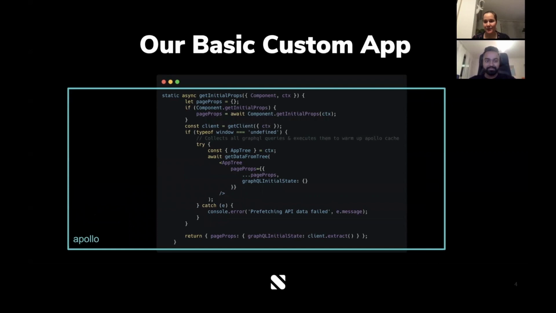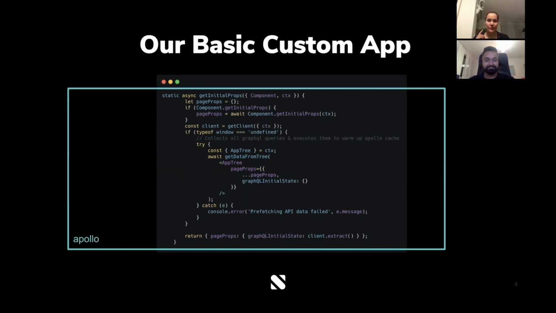In a nutshell, what's happening here? A lot. But to be more precise, the important thing is getDataFromTree. That would render the app tree, collect all the queries, and then execute them. That's why you do an await here. And we then extract all of the data from the client and pass it as page props.